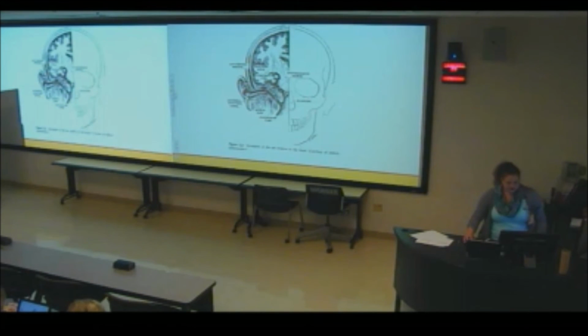So you have the external ear canal, you have the tympanic membrane, you have the middle ear cavity or middle ear space that's right here, this small black portion. And then you have the inner ear, which has a vestibular structure, so the semicircular canals here, and the cochlea.